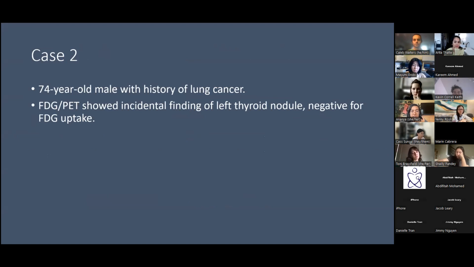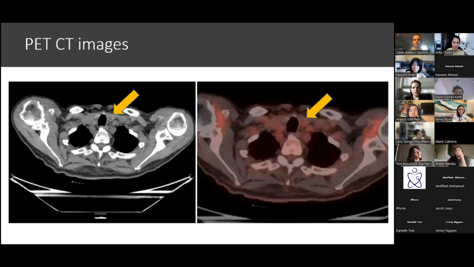Case 2. A 70-year-old male with a history of lung cancer had an FDG PET for cancer surveillance, and they found an incidental thyroid nodule, negative for FDG uptake. This is good news. If the FDG uptake is positive, the risk of thyroid cancer goes up to 30% from whatever number it was. But in this case, it was negative, so that's good.